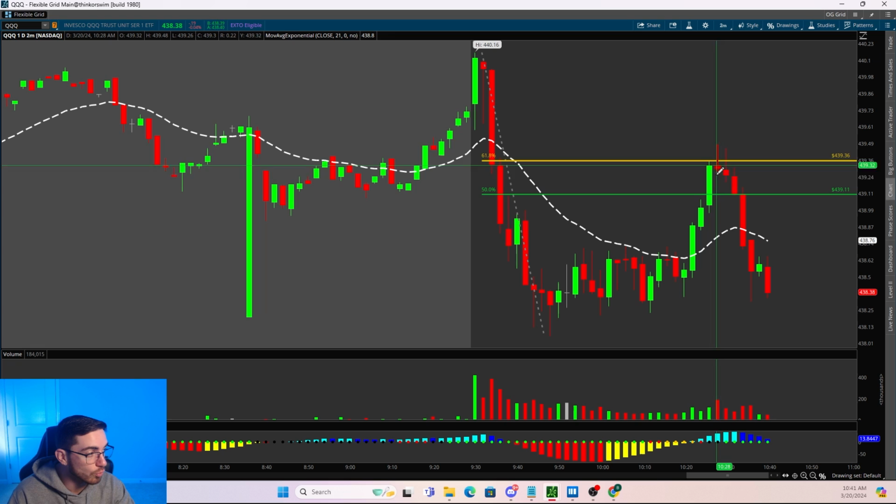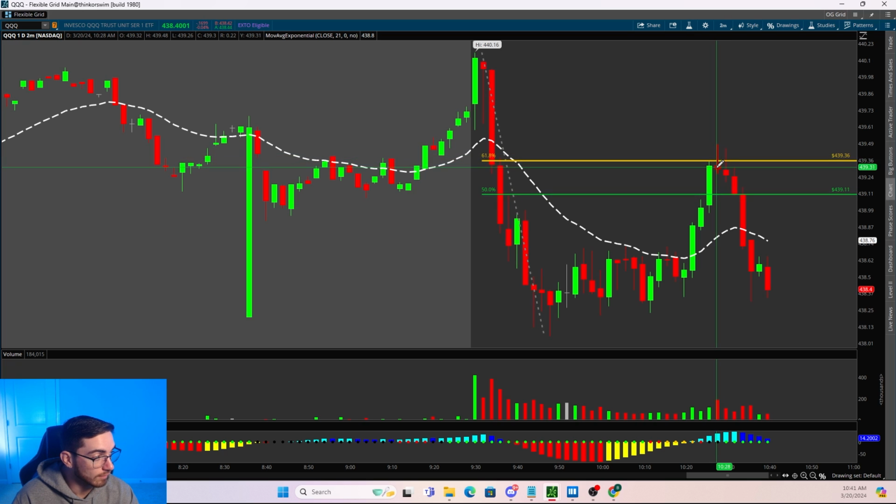Look at this 2-minute candle right here at the 61.8% retracement, 439.36. Price trades up into it. Look at how high this 2-minute volume is compared to all the previous volume bars right here. And plus, on top of that, again, we got a gravestone doji.